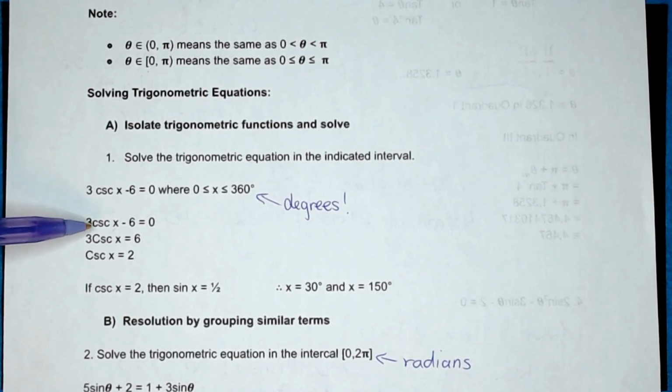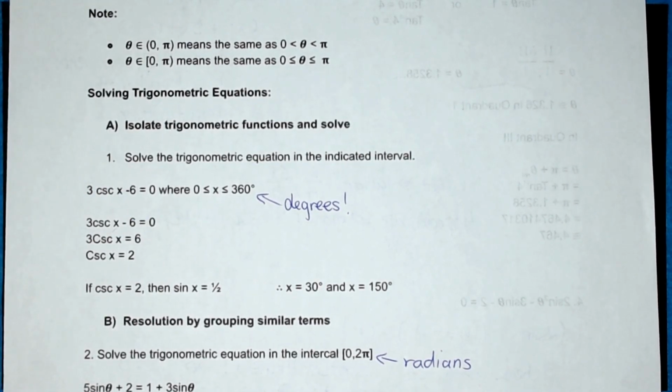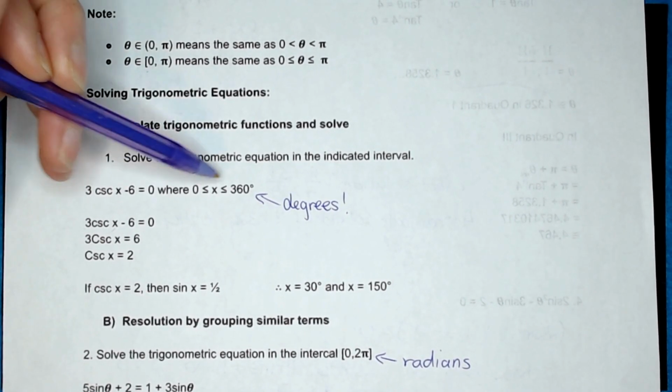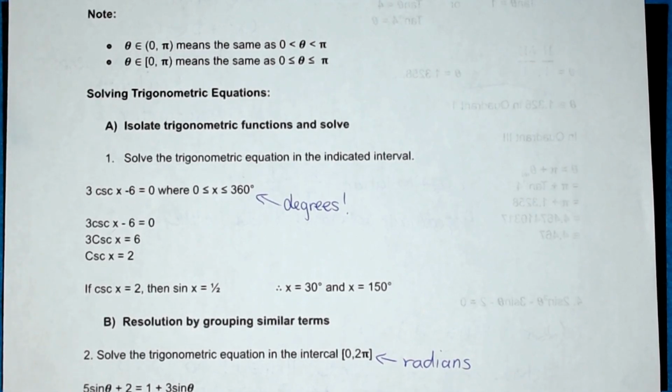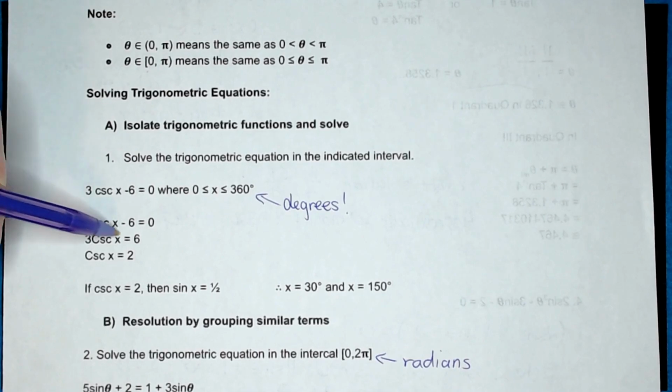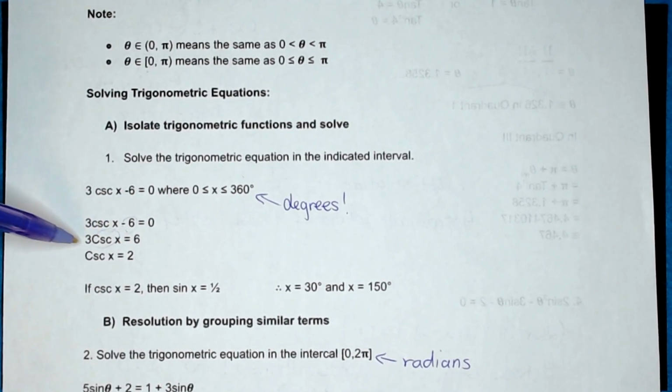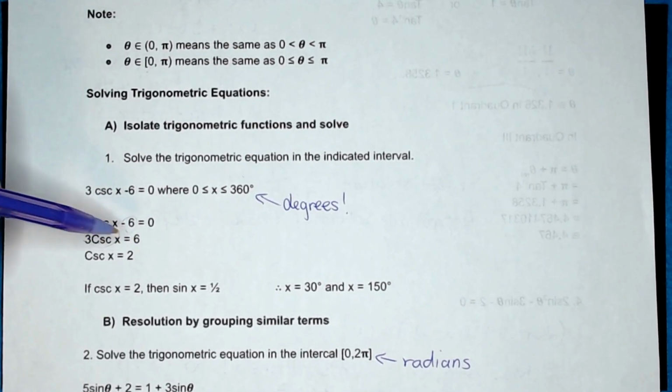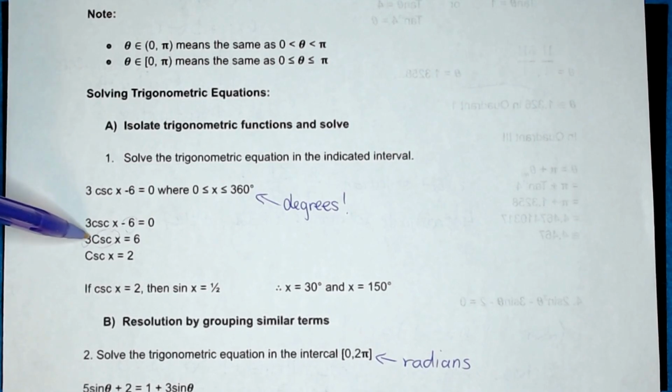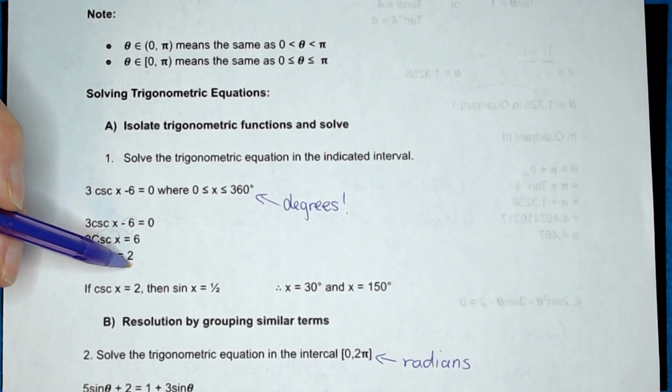Here we have 3 cosecant x minus 6 equals 0, and we're between 0 and 360 degrees. Once that happens, what you're going to do is isolate cosecant x. We're subtracting 6 here, so we add 6 to both sides to give us 3 cosecant x equals 6. Then we're multiplying by 3, so we divide both sides by 3 to give us a final answer of cosecant x equals 2.